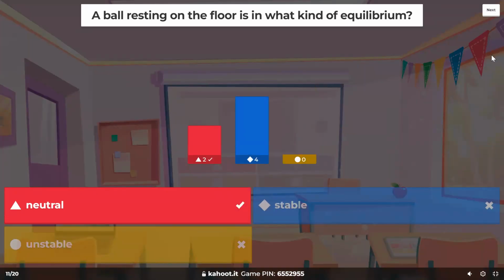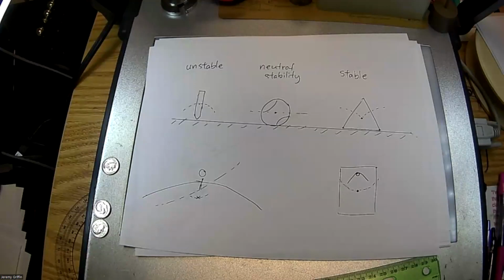They got neutral equilibrium. Or we were just looking at that, right? Neutral. Here, let's see this picture again. All right. So that picture right in the middle, neutral equilibrium, because if you give it a push, it'll start rolling, but its center of mass doesn't go up or down, so it makes it neutral. Right? Ball on the floor.